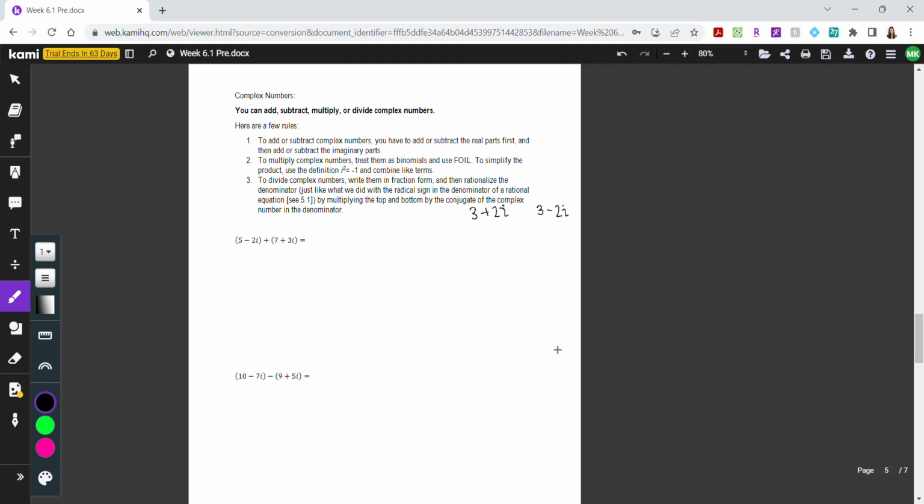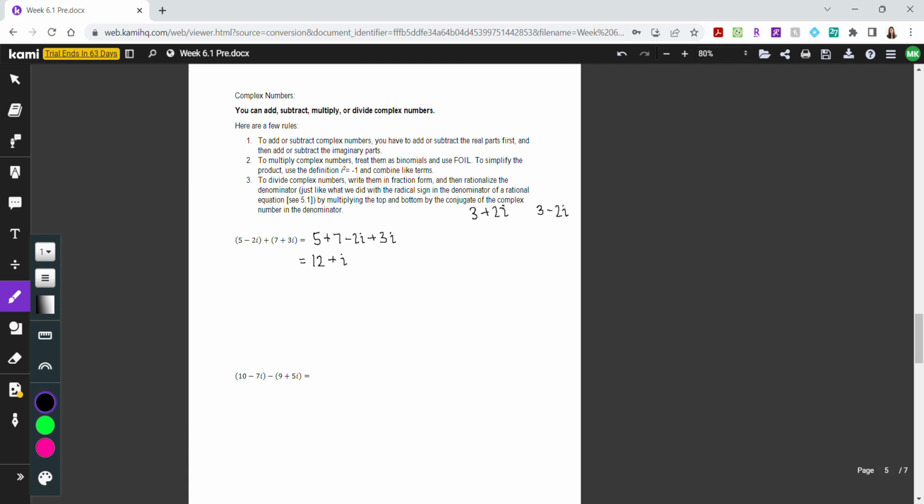So we have 5 minus 2i plus 7 plus 3i. First thing I'm going to do is group the like terms together. So we have 5 plus 7, minus 2i plus 3i, right? So 5 plus 7 is going to give us 12, and then negative 2i plus 3i is going to give us plus i. And that'll be our answer. As you can see, we want to group the real numbers and the imaginary numbers separately, right? Because real numbers are one group and imaginary numbers are another group.